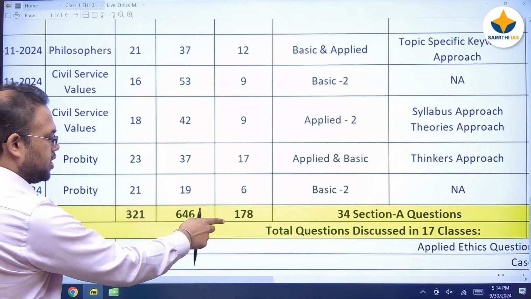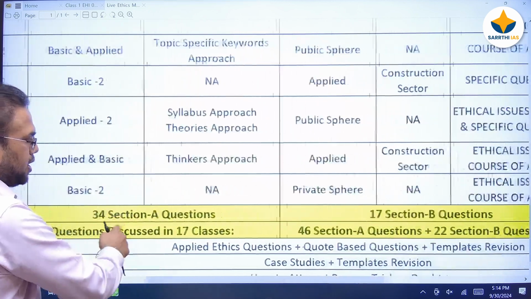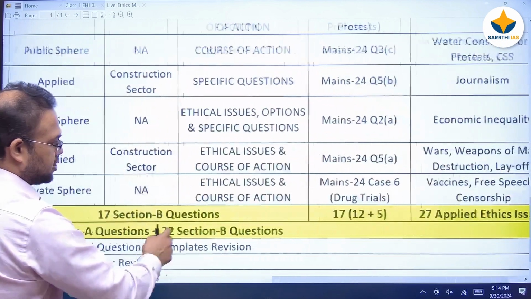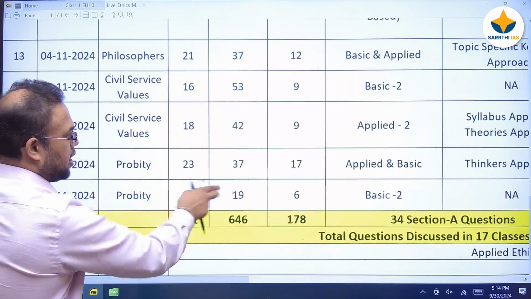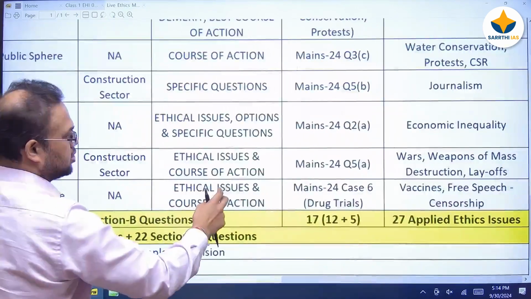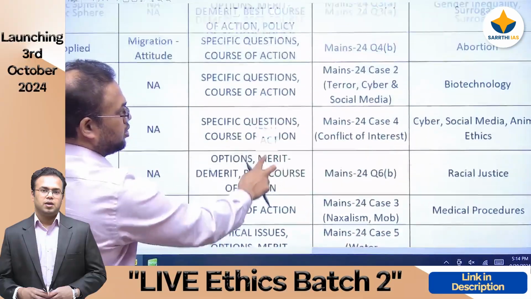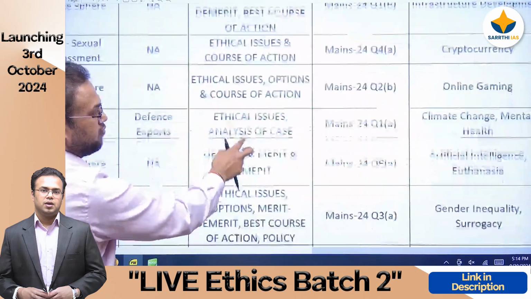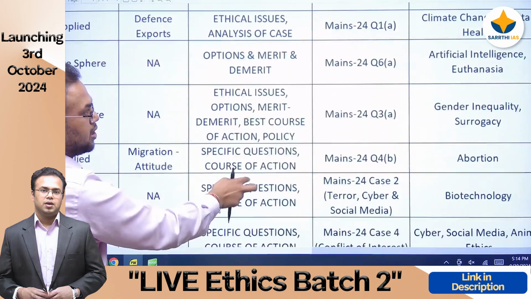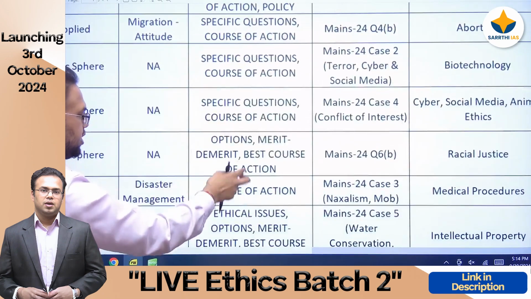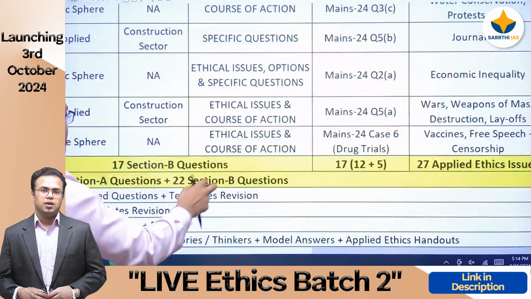So there are 178 current affair examples, and this column details basically the number of questions that I already told that I'll be discussing. So these are the applied ethics issues that I'll be discussing in my class. I have zeroed down on them already: online gaming, cryptocurrency, infrastructure development, climate change, mental health, artificial intelligence, euthanasia, gender inequality, surrogacy, abortion, etc. So I'll be discussing all these issues.